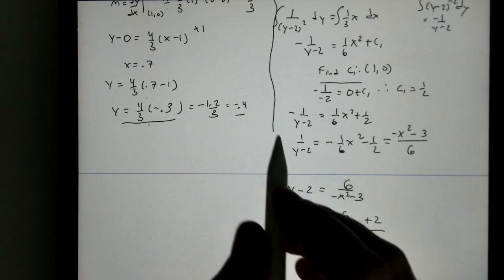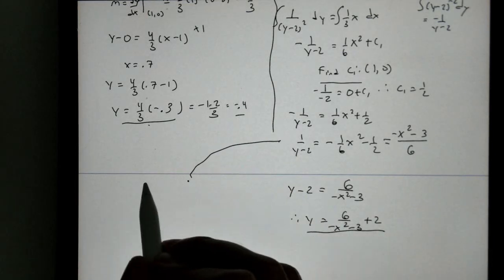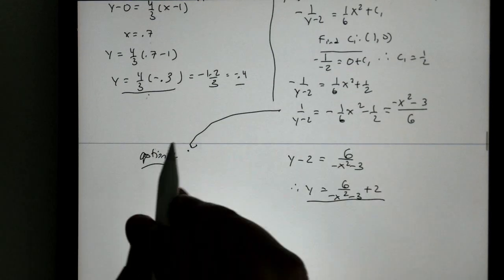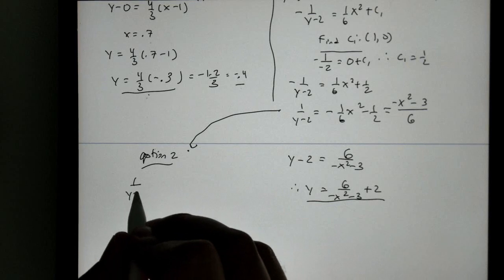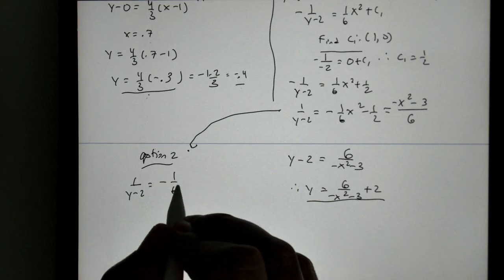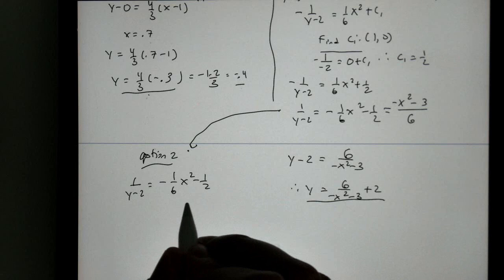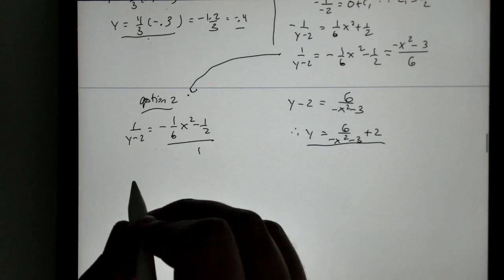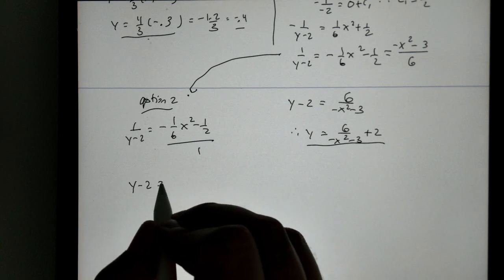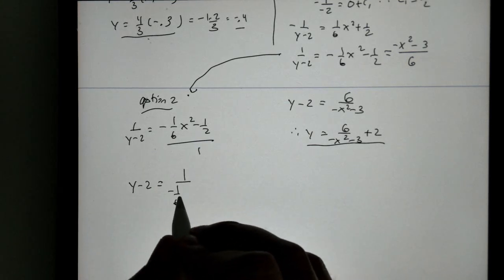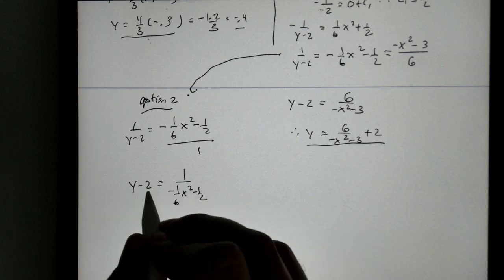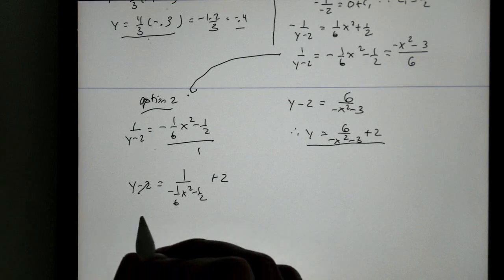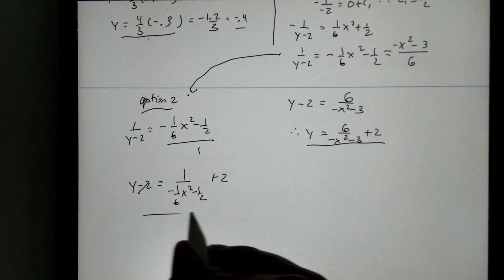All right, now there's another way I could solve it. I'm going to solve it right here real quickly. Option 2. Once I have this 1 over (y minus 2) equals negative 1/6 x squared minus 1/2, imagine everything is over 1, and I can flip it. y minus 2 equals 1 over all of this, and then I can just add 2 to both sides, and I can clean this up if I wanted to, or you can just leave it alone.